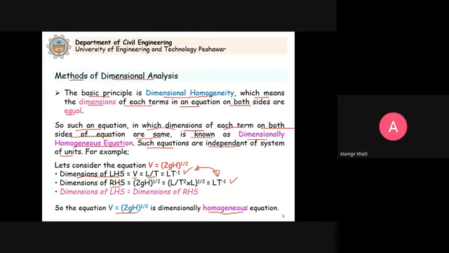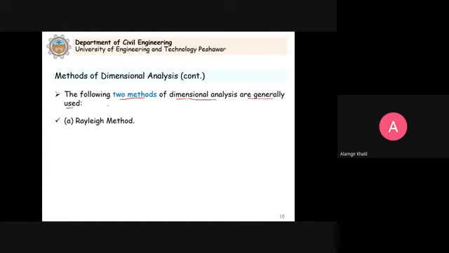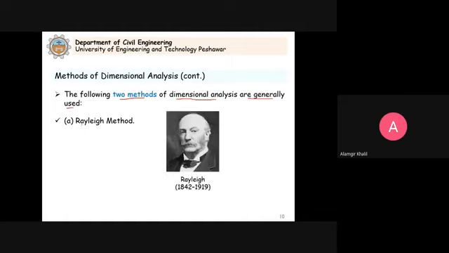Clear? So remember, this is the basic principle on which the methods of dimensional analysis are based that we will discuss. The following two methods of dimensional analysis are generally used. One is the Rayleigh method. Rayleigh was a physicist and he got the 1904 Nobel Prize in Physics. He was a physicist, but he developed this method and we are using it in fluid mechanics also.